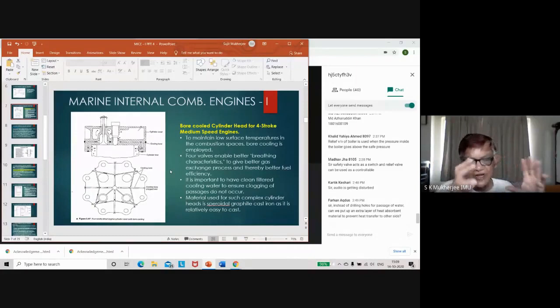And combustion chamber components are the piston crown, the top part of the piston, cylinder liner, cylinder cover, part of the exhaust valve, and part of the fuel injector nozzle. That means the nozzle which is protruding into the combustion chamber. That also gets very hot, so you need bore cooling there also. Remember where bore cooling is used. It is used only in the components which form the combustion chamber walls. Okay, let's move on.